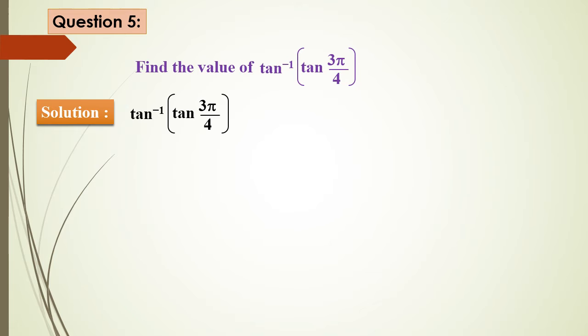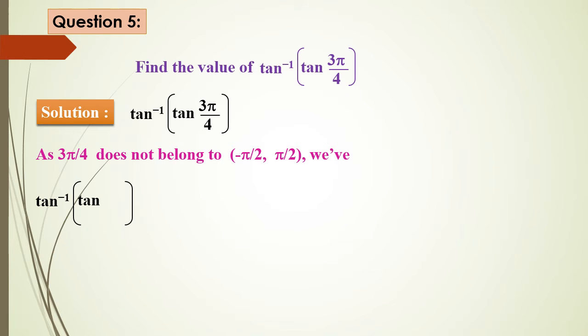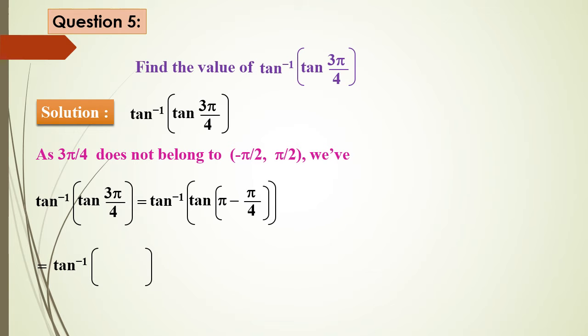Again, splitting the angle. So tan inverse of tan 3 pi by 4 is equal to tan inverse of tan of pi minus pi by 4. 4 ones are 4 pi, minus 1 pi, will be how much? It is 3 pi by 4. Next, tan inverse of tan of pi minus pi by 4 can be written as tan inverse of tan of minus pi by 4. Tan of minus pi by 4 will be how much? Minus tan pi by 4.